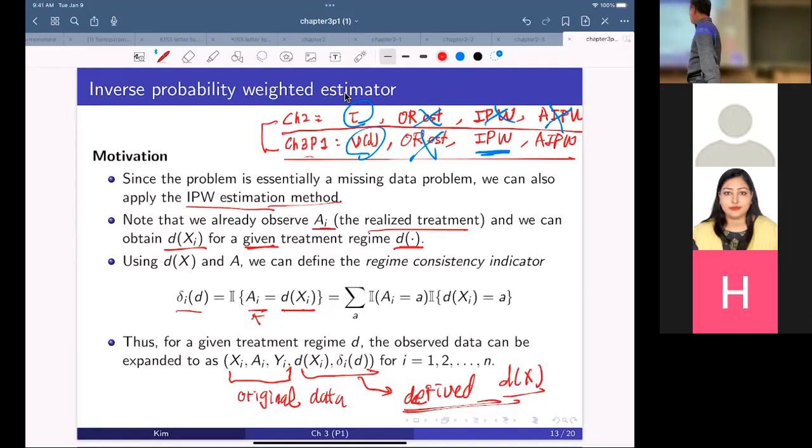Then let's investigate the nature of this event. The event is that A_i is equal to d(X_i), where small a is just one of the elements, nothing random. But capital A is random, and X is random. So in order for this to equal 1, we have to have these two have the same value. It doesn't matter which value, as long as they are equal.